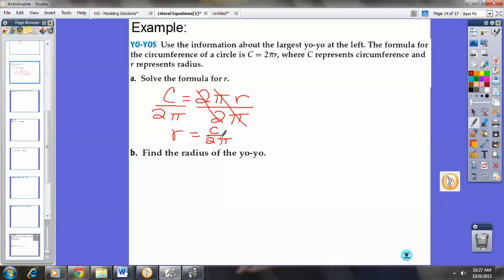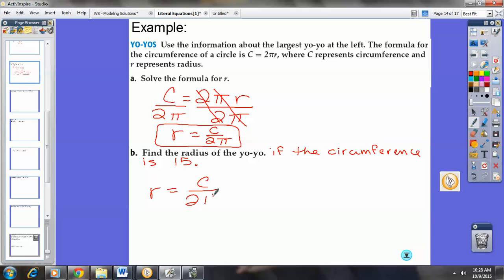Letter B says find the radius of the yo-yo if the circumference is 15. I forgot that part. We're going to use our equation right here. R equals c divided by 2 pi. Do I know my circumference? You betcha. What is our circumference? I just told you. 15.